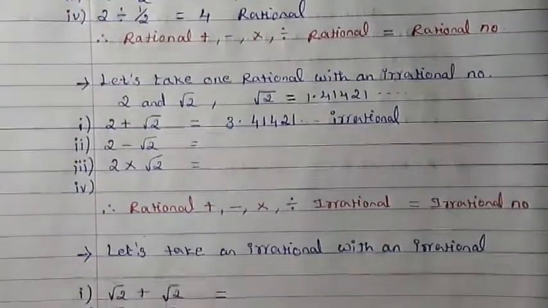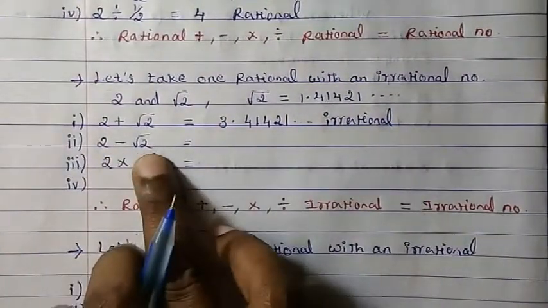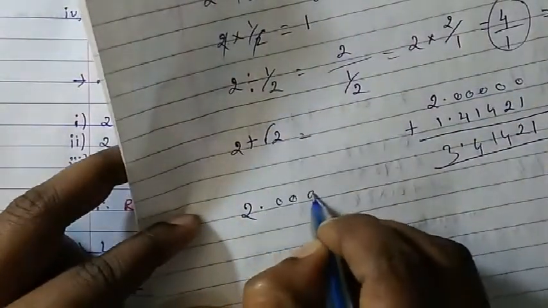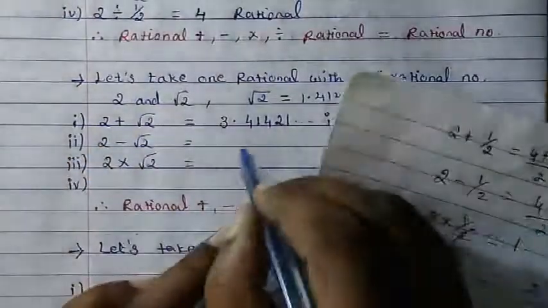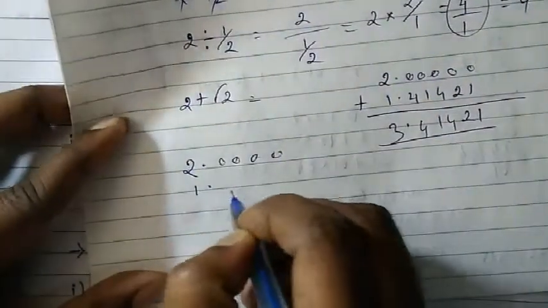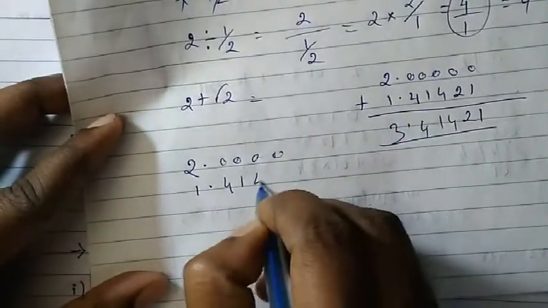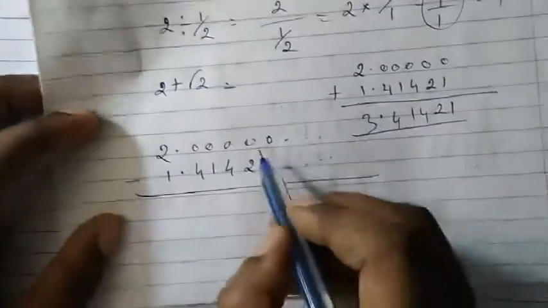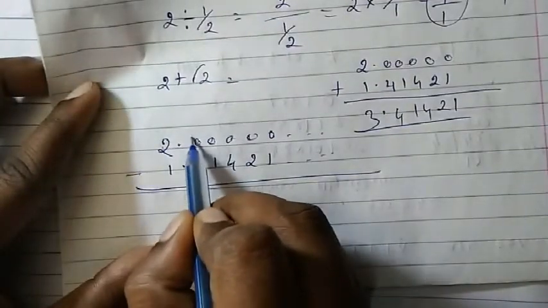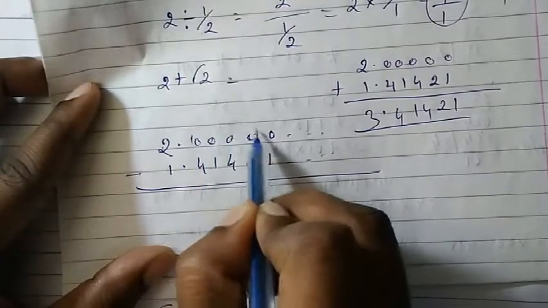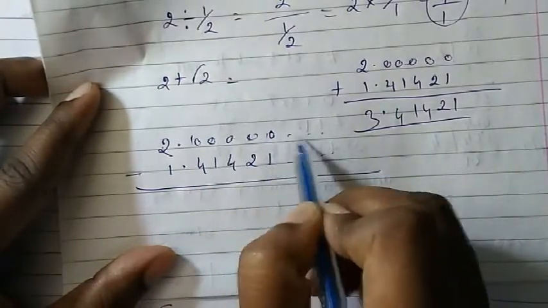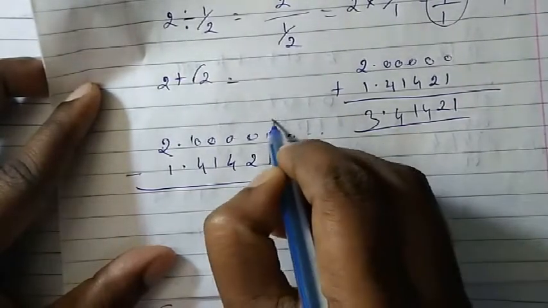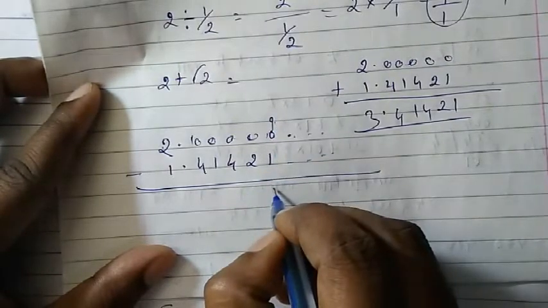In the same way, if you are subtracting root 2 from 2, it can be written like this. Root 2 value is 1.41421, and it goes on. So we are subtracting, so we have to borrow 1 here. So it will become 10. Because it is an irrational, it goes on, so when we borrow, here we will have 9. So 9 minus 1, we get 8.